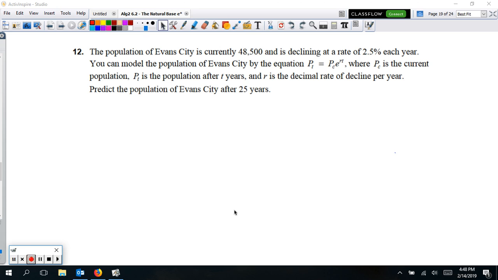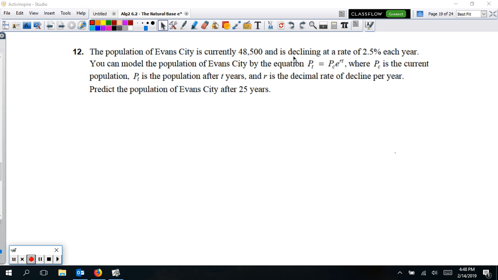Okay, so problem number 12 is going to use that continuous compounding PERT formula. It says the population of Evans City is currently 48,500 and is declining at a rate of 2.5% each year. You can model the population of Evans City by the equation, and here's our PERT formula, where P of C is the current population and P of T is the population after T years. So it's using P instead of A here, probably because we're talking about population and not an amount of money. P of T is the population after T years, and R is the decimal rate of decline per year. It says predict the population of Evans City after 25 years.